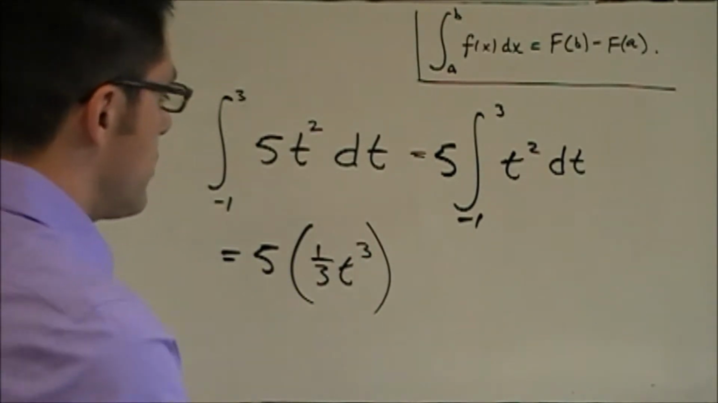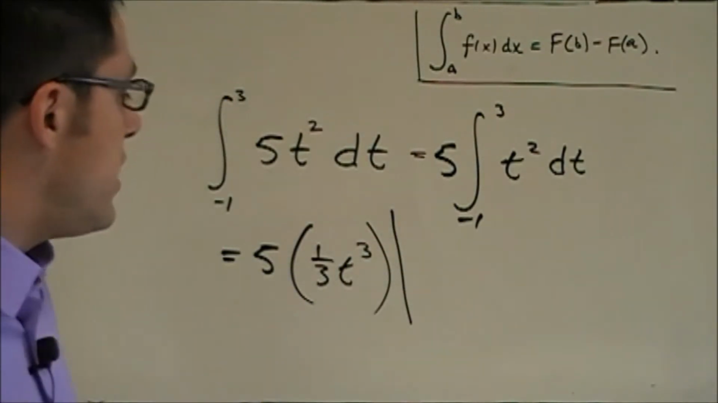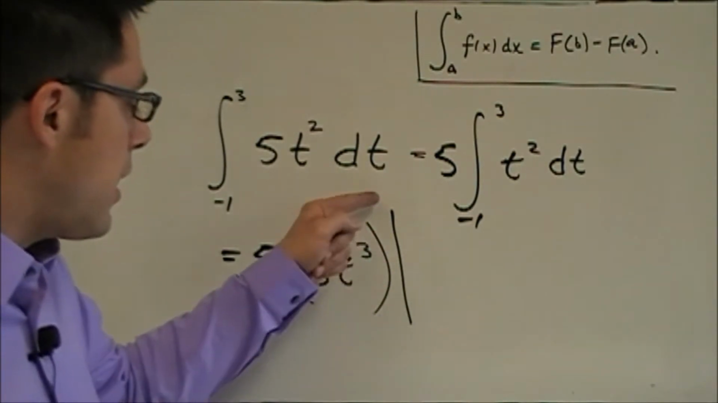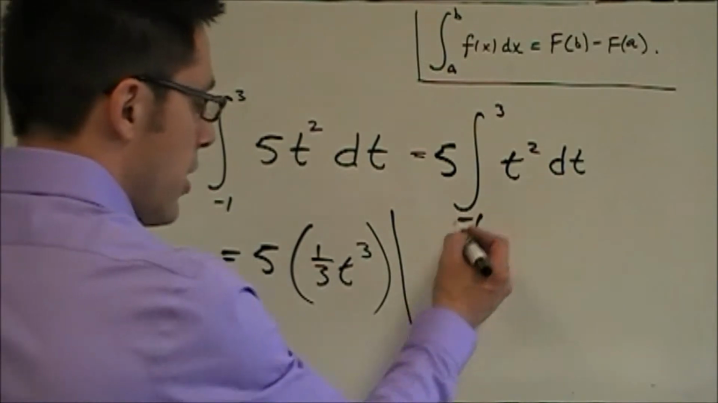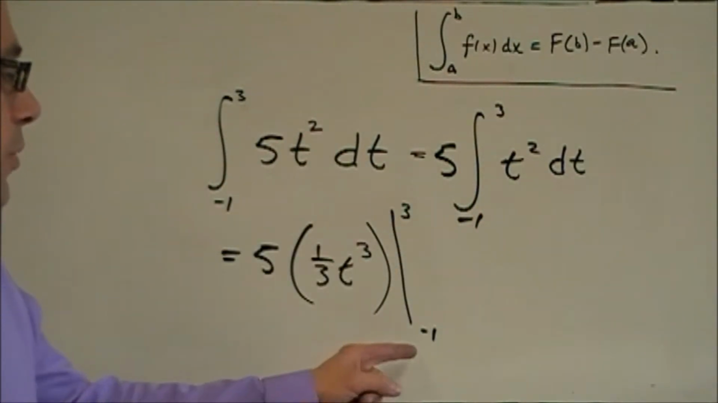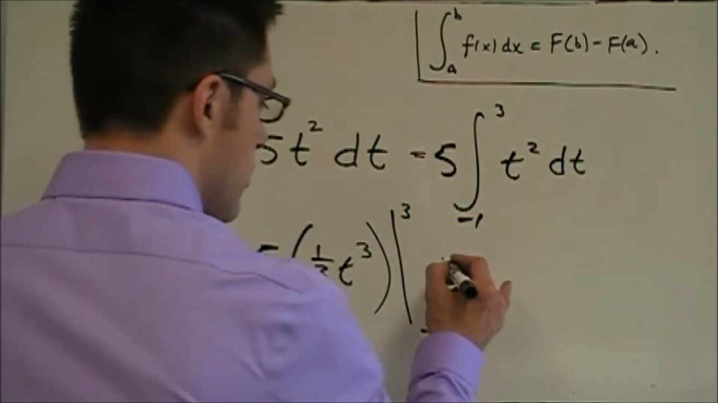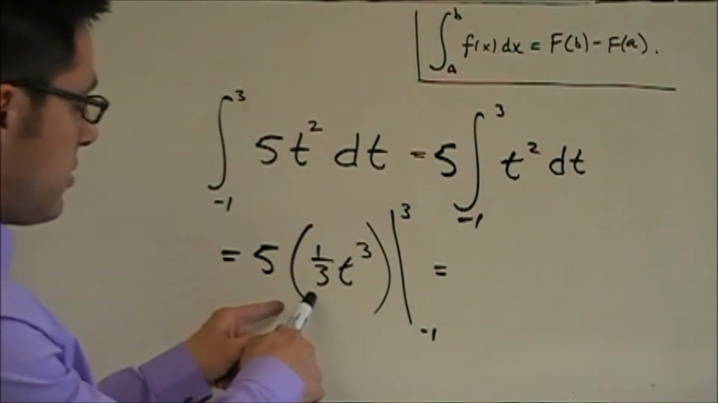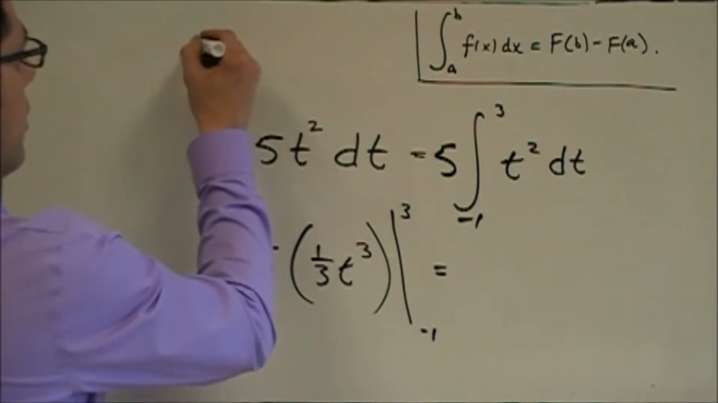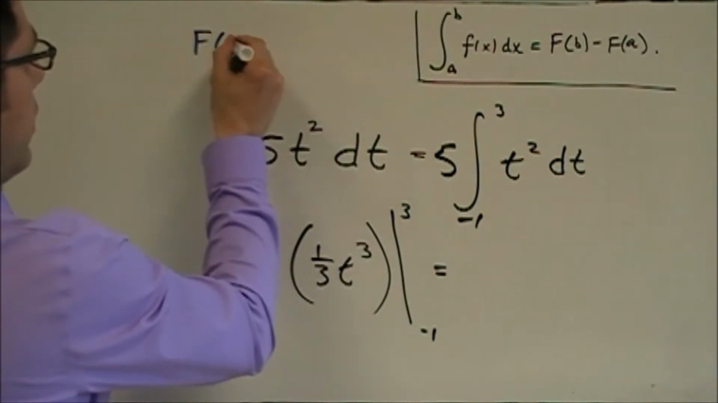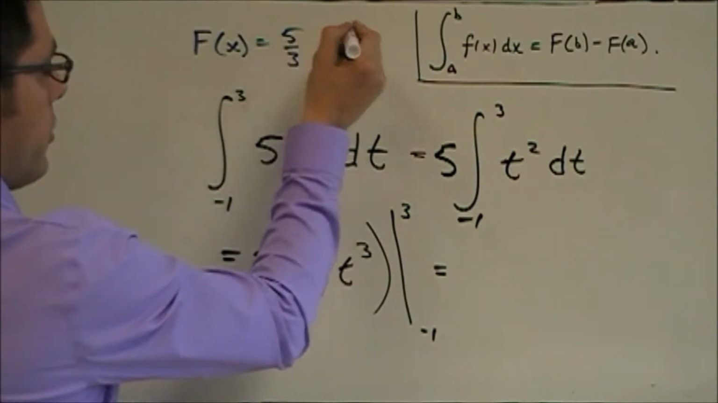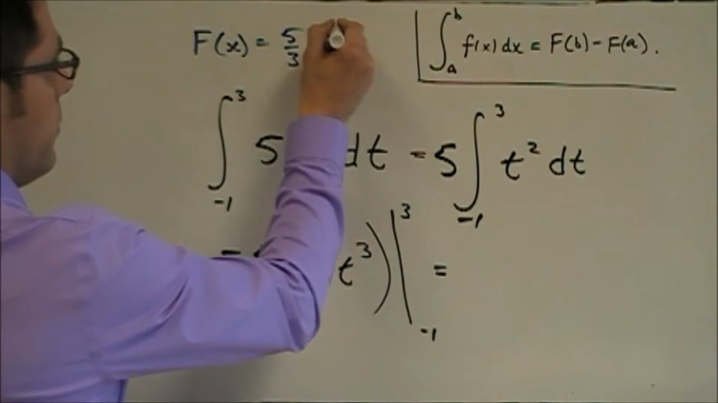And then what I draw is a symbol that just means that I need to plug in the endpoints. So this symbol just means I need to evaluate at 2 points. And on the bottom, I'll put -1. On the top, I'll put 3. So the bar just means I'm evaluating here and here. And so what I have here is, since this is the antiderivative, I've certainly computed that capital F of x, the antiderivative of this, is 5/3 t cubed.